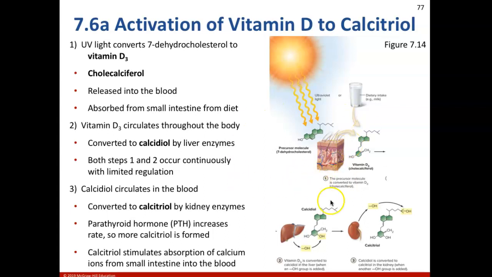Now vitamin D3 is going to be converted to calcidiol by the liver enzymes, and both steps 1 and 2 are going to occur continuously with limited regulation. In step 3, we'll have calcidiol circulate within our blood. It is converted to calcitriol by our kidney enzymes. And then our parathyroid hormone will increase the rate so that more calcitriol is formed. And calcitriol also stimulates absorption of calcium ions from the small intestines into the blood.